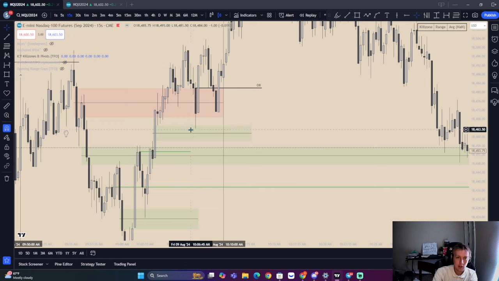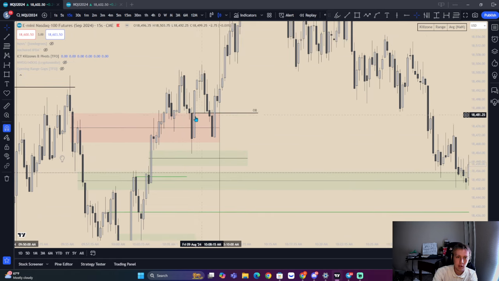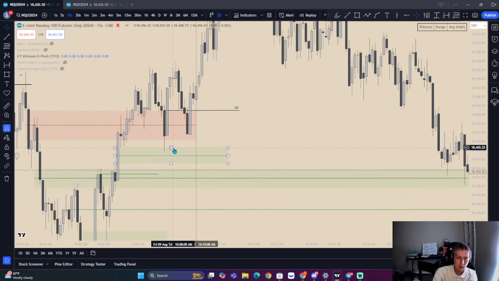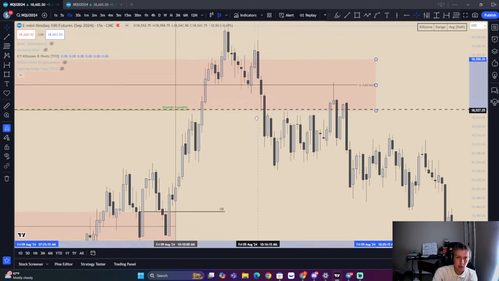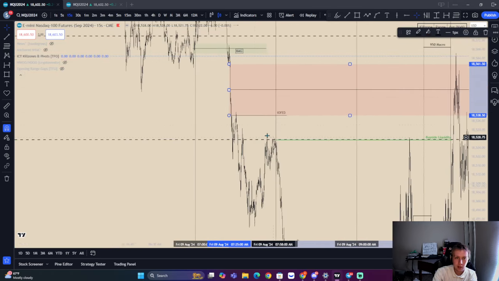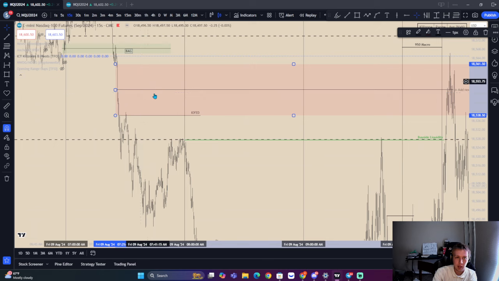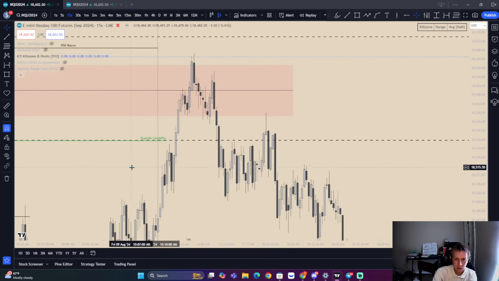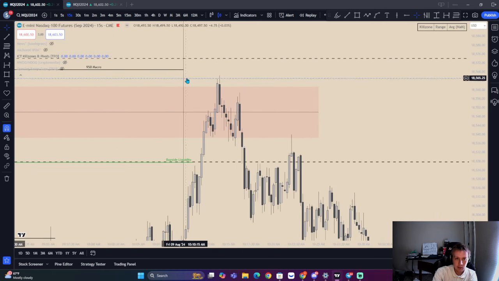We come back down into this inefficiency. Same thing again. This is an order block. And then we come up to buy side. And notice this as well, is that breakaway gap discussed earlier, and notice what time this is happening as well.